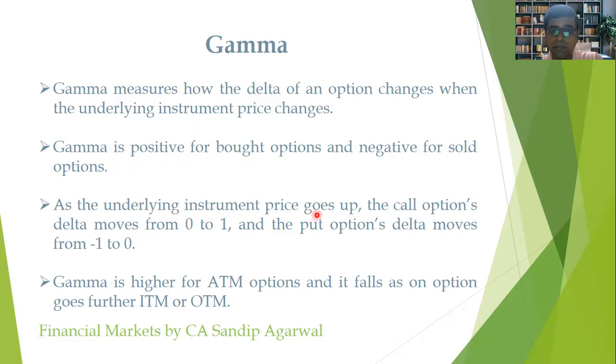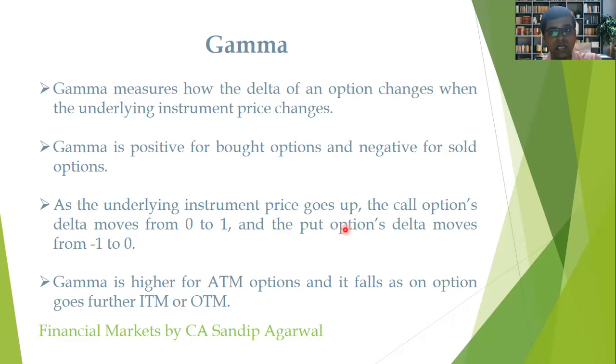Whenever the underlying instrument price goes up, the call option's delta moves from 0 to 1 and the put option's delta moves from -1 to 0. Why? As I've explained, the delta and gamma of all the options are determined considering the movement of the underlying instrument in one direction. Now, if the delta of the call option is 0.5 and the underlying instrument keeps on moving in the upward direction, the delta of the call option will also start increasing in the upward direction and it can go up to a maximum of 1.